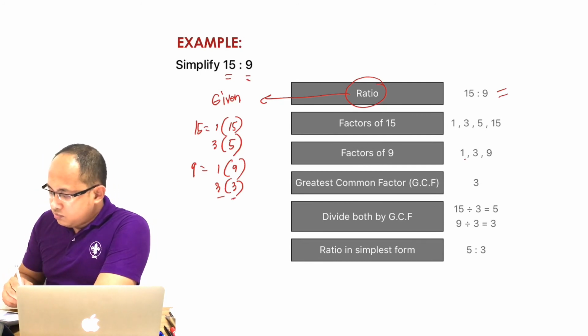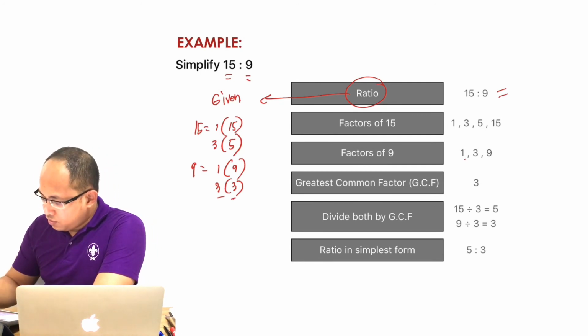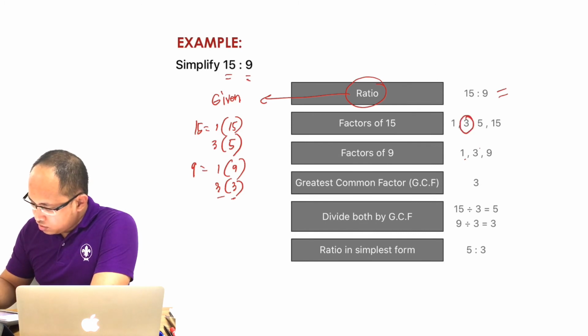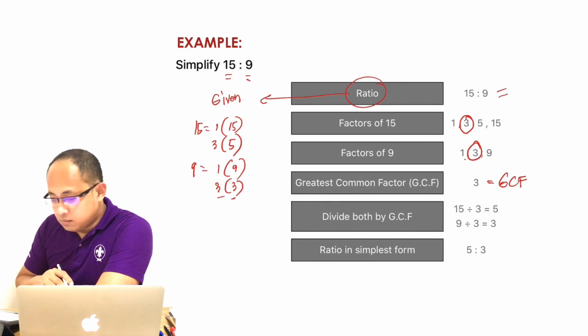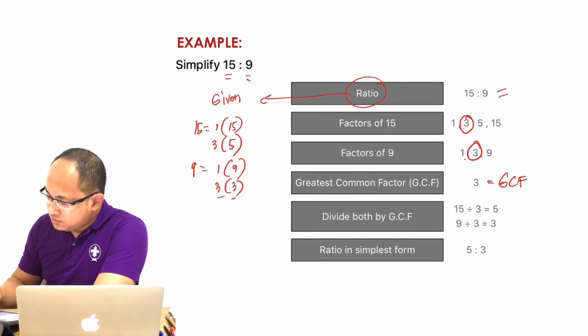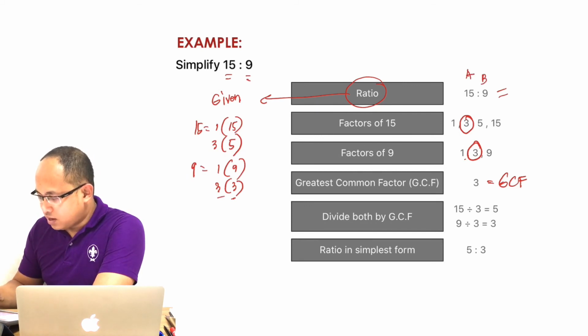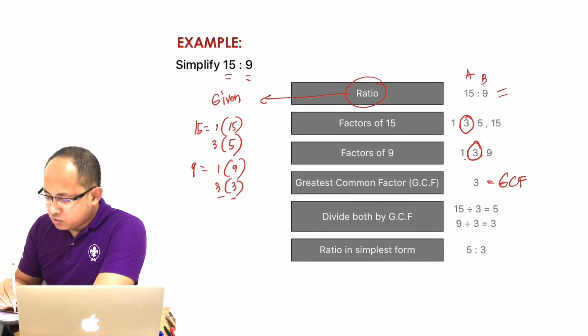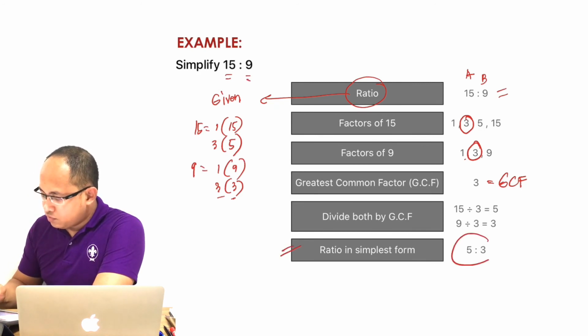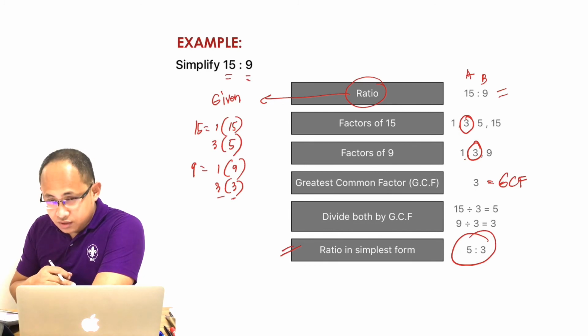Next, look for the GCF. Now, for the GCF we just encircle 3 and 3. That's why we have here GCF, common. Next is we divide the GCF to our A and B. So therefore 15 divided by 3 is 5, 9 divided by 3 is 3. So therefore our simplest ratio is 5 to 3.